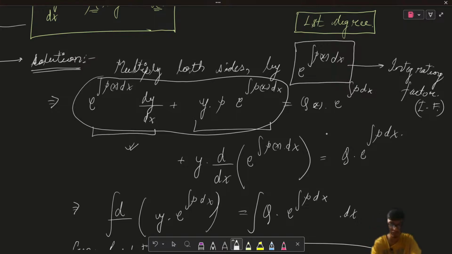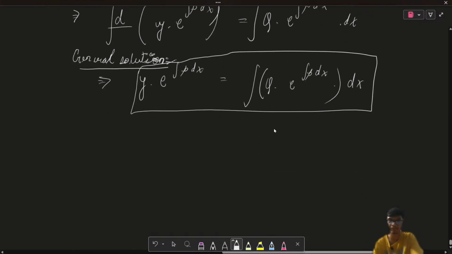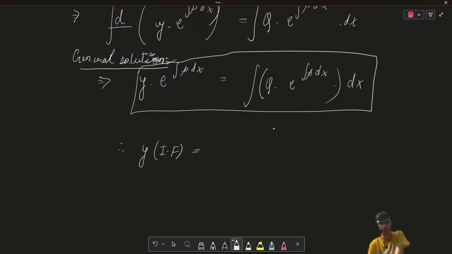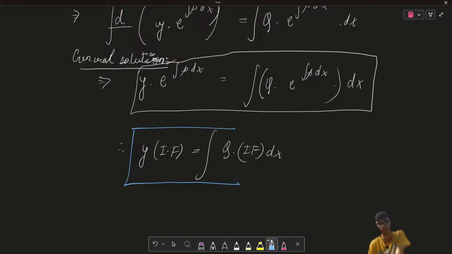So the general solution can be given as y into integrating factor is equal to the integration of q into integrating factor into dx, right? So this is my general solution. This is how the general solution is going to look like. I hope this is clear to all of you.